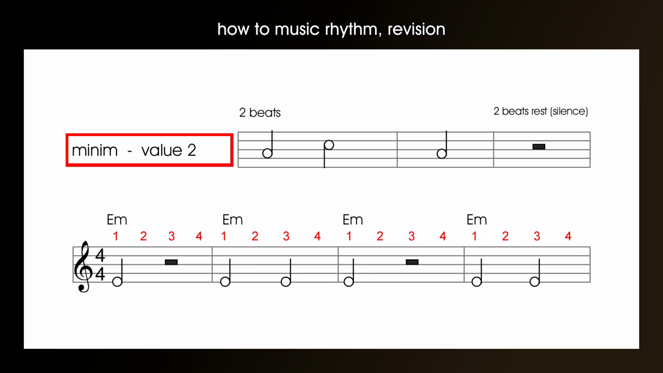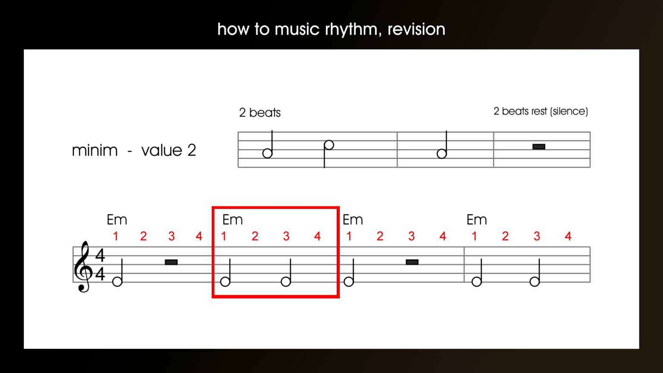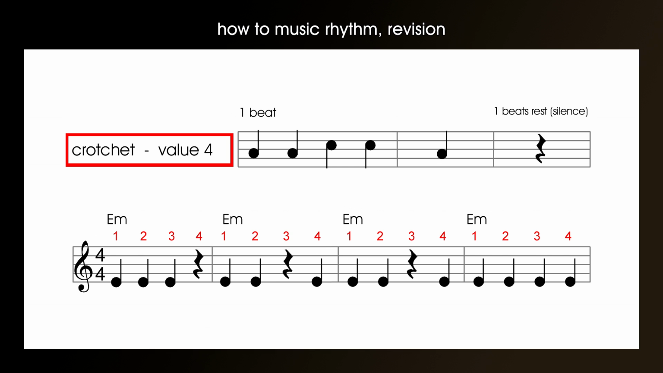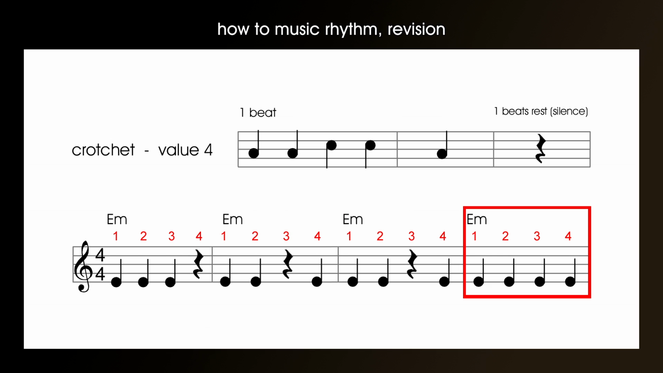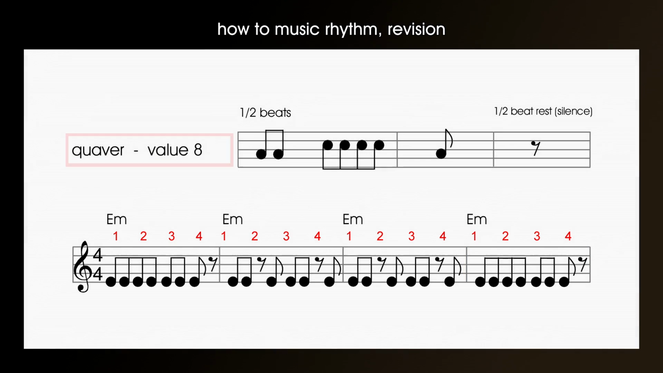The second one we looked at was the minim, and the minim lasted for 2 beats, and again the rest lasts for 2 beats, and its value was 2. The third one we looked at was the crotchet. And the crotchet lasts for 1 beat, and again the rest lasts for 1 beat, and its value was 4. Next we looked at the quaver, which lasts for half a beat. And again the rest lasts for half a beat, and its value was 8.